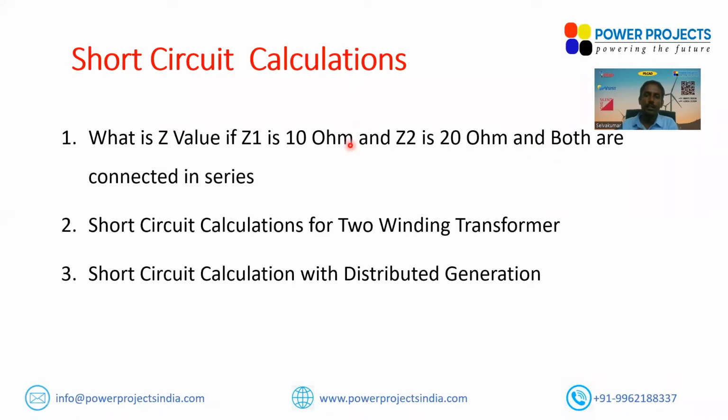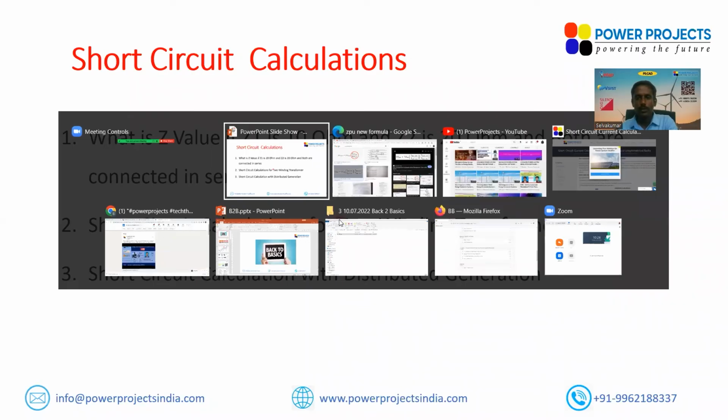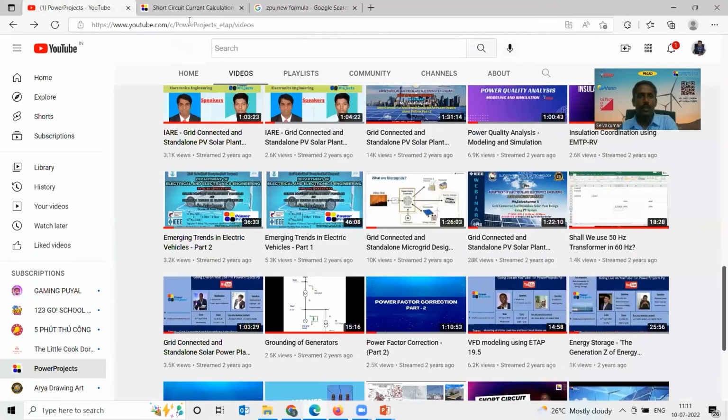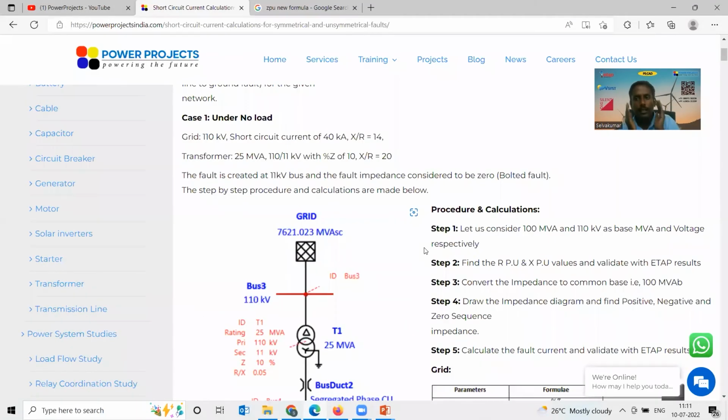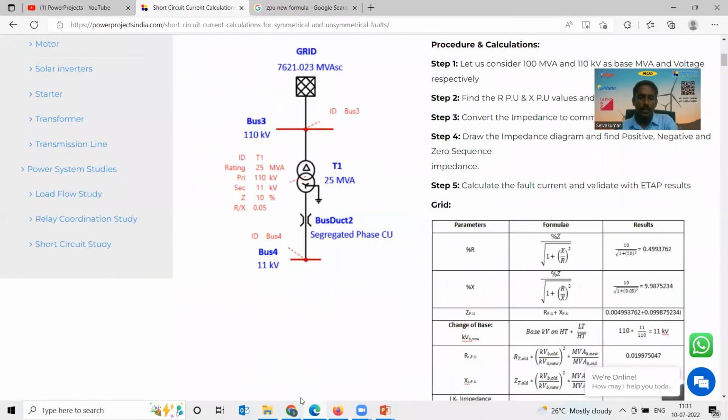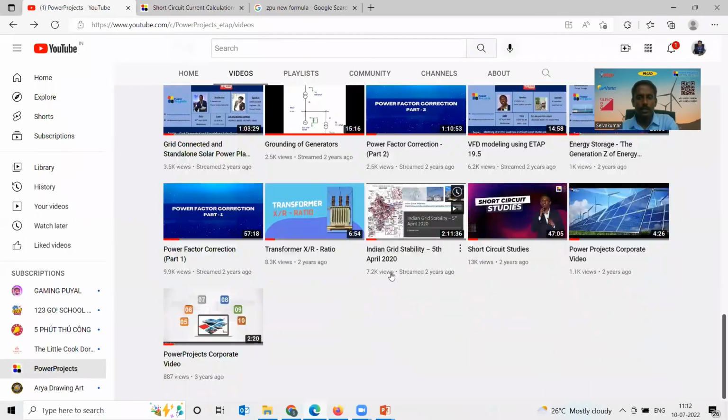Probably it means you need to ask for the angle, either in a vectorial form or in a polar form, which is the R+jX form. And for short circuit calculation for 2-winding transformers, I have already reserved a post, so I'm not really going to spend a lot of time there. We have a post which mathematically validates the ETAP results with manual calculations, a step-by-step procedure in a video. Let's come back to this video, for short circuit studies.